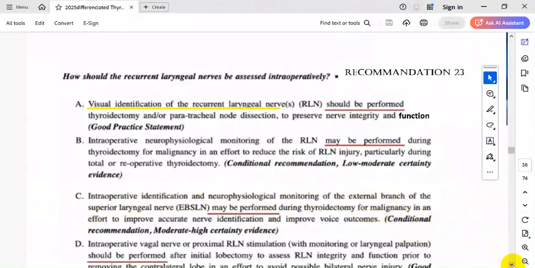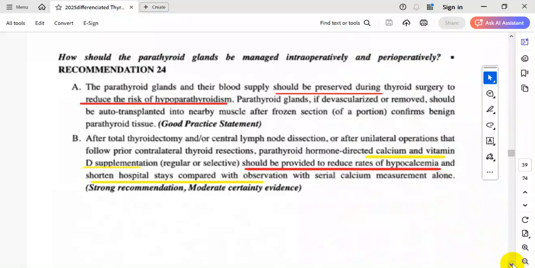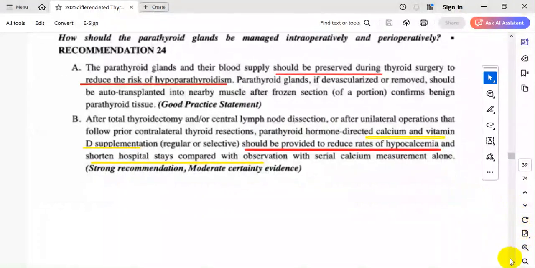And here after total thyroidectomy and central lymph node dissection, or after unilateral operation that followed prior contralateral thyroid resection, parathyroid hormone directed calcium and vitamin D supplementation should be provided to reduce rates of hypocalcemia and shorten hospital stays compared with observation with serial calcium measurement alone. This is a strong recommendation.